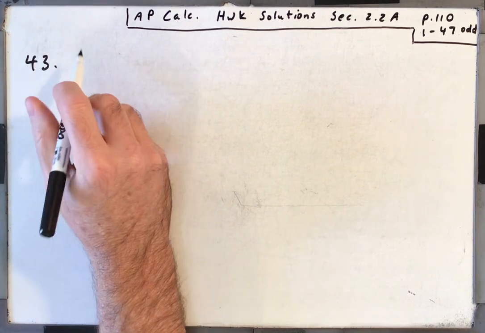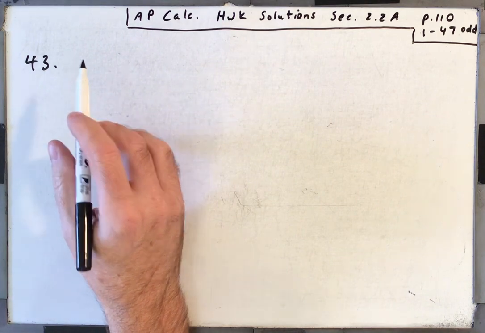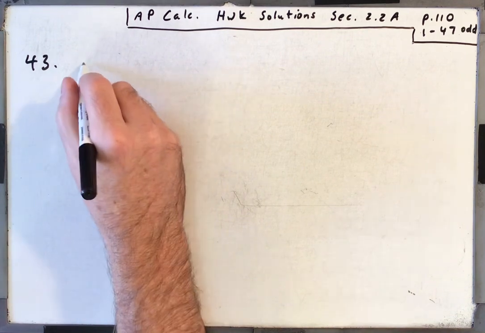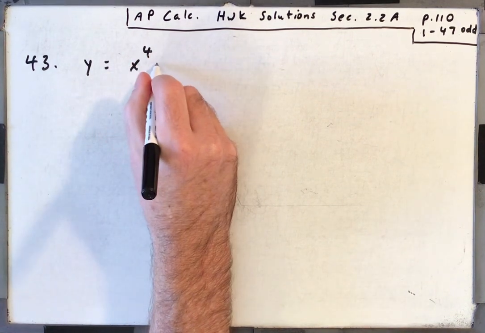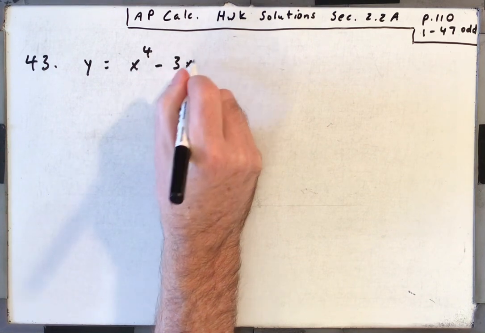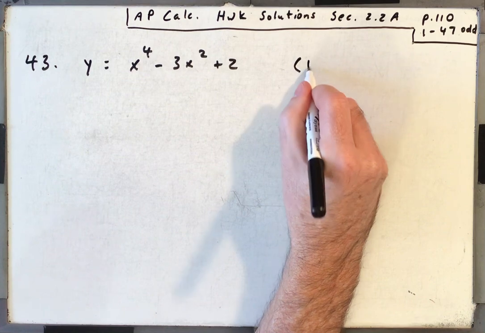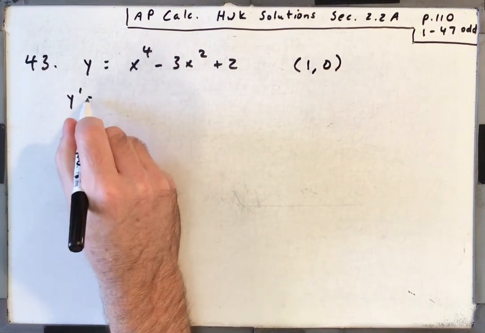So this says find the equation of the tangent line. Now we did that in section 2.1, so you should remember how to do that. We just have to get the slope, and we know the point. So y is equal to x to the 4th minus 3x squared plus 2, and the indicated point is (1, 0). So we need to get the derivative.